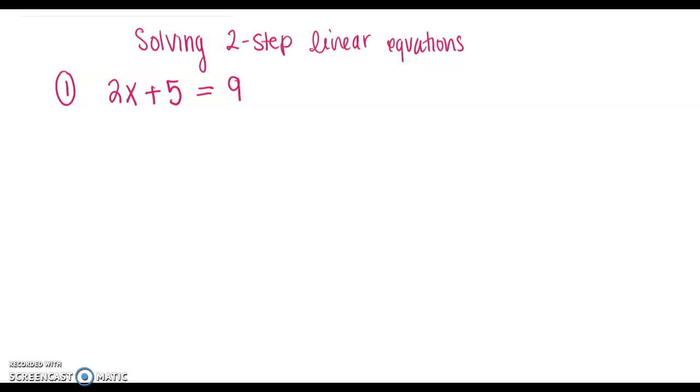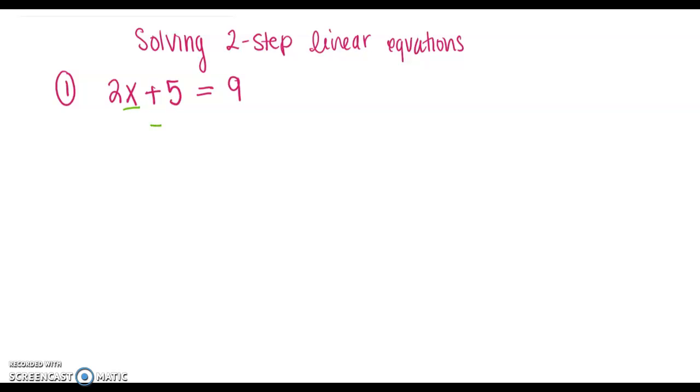So the first example that we have here is 2x plus 5 equals 9. What we want to do is isolate the variable, which is the x. So I have to get rid of the 2 and I have to get rid of the 5. You want to first get rid of the things that are farthest away from it, so the 5.